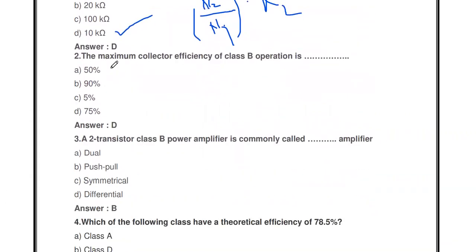Then the next question: the maximum collector efficiency of class B operation is dash. The correct answer is 78.5 percent. For a resistance coupled class A amplifier, the collector efficiency is 25 percent. For a transformer coupled class A, it is 50 percent. Similarly, for class B operation, the collector efficiency is about 75 percent.